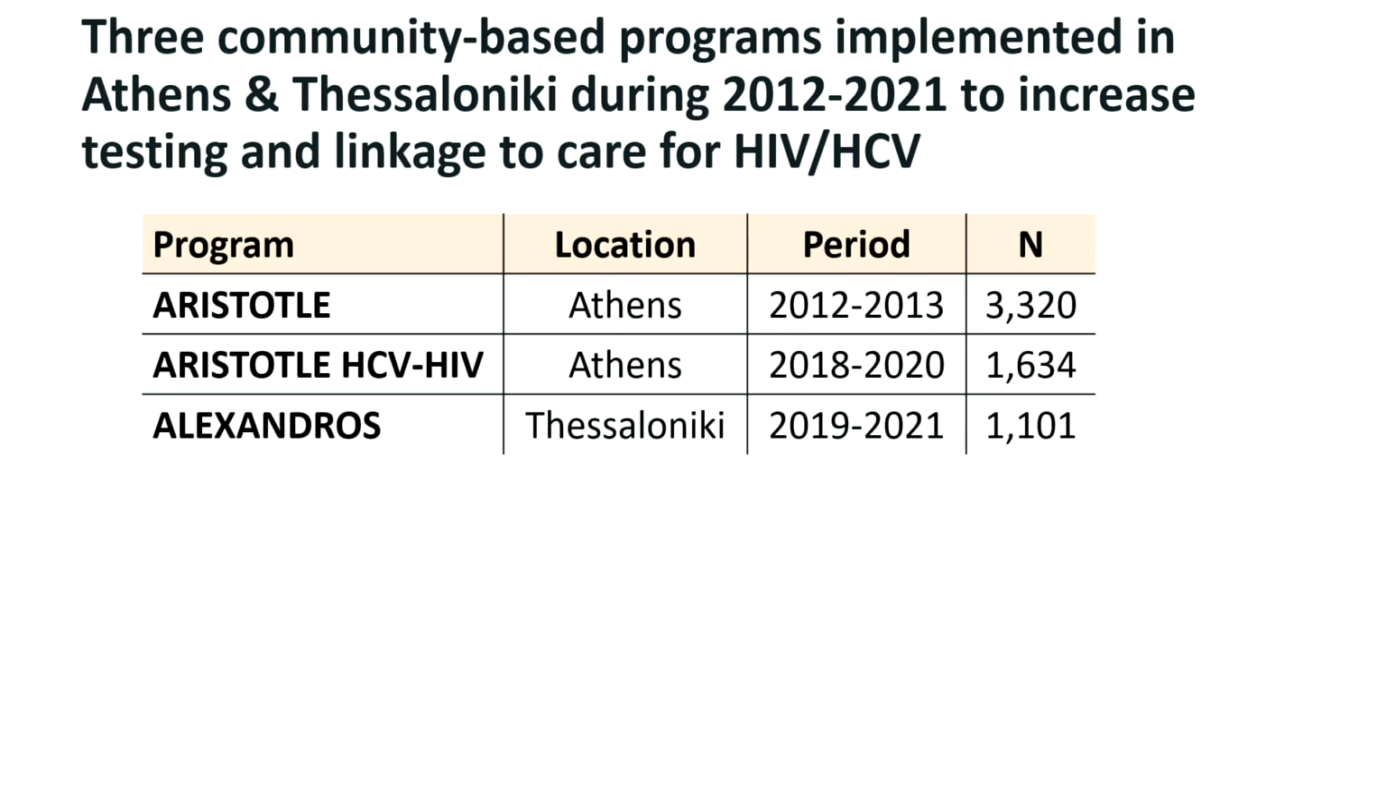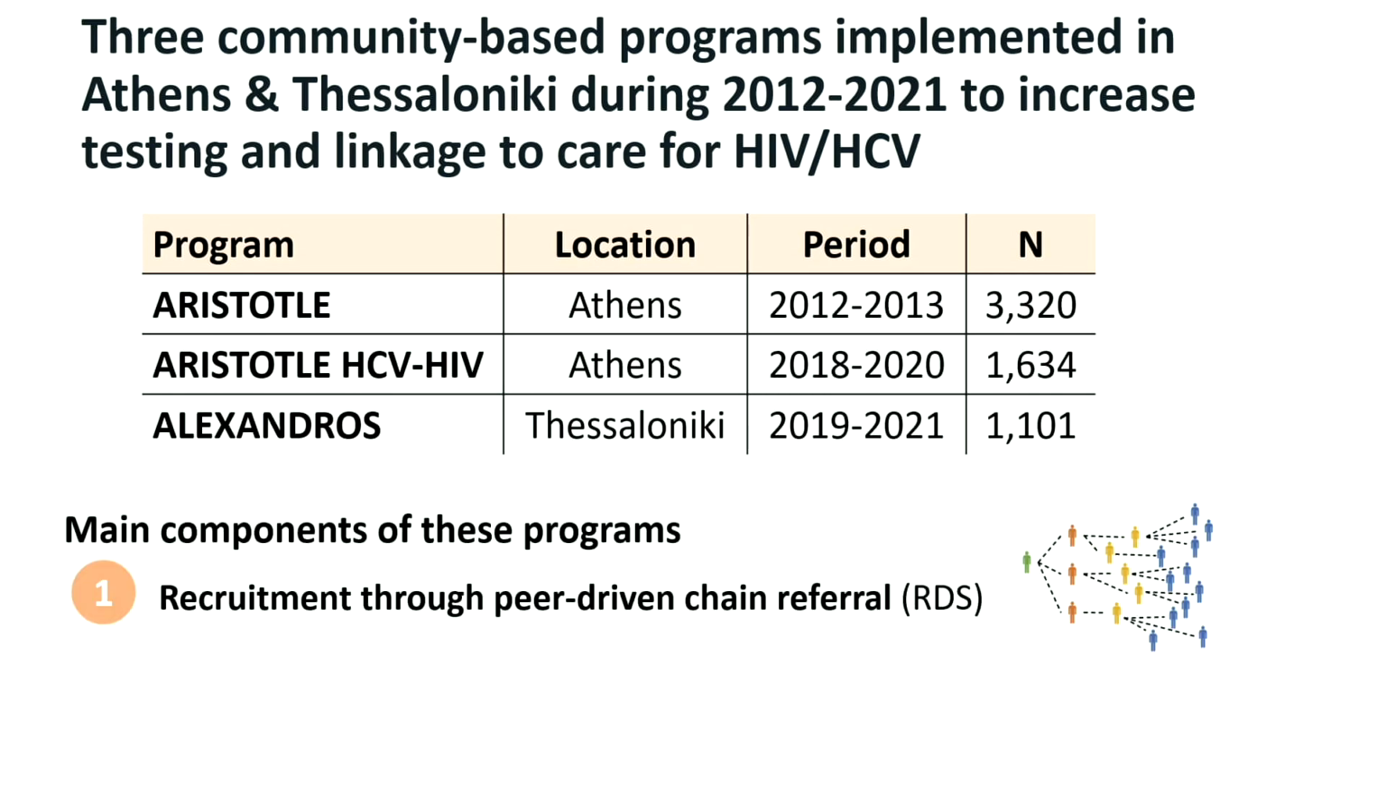So you can see that the sample size was from 1,000 to 3,000 people. All 3 programs had a similar design, and they had 3 main components. First of all, people were recruited using these RDAs mentioned before by Ruth as well. People recruit other persons to the program through their injection networks.